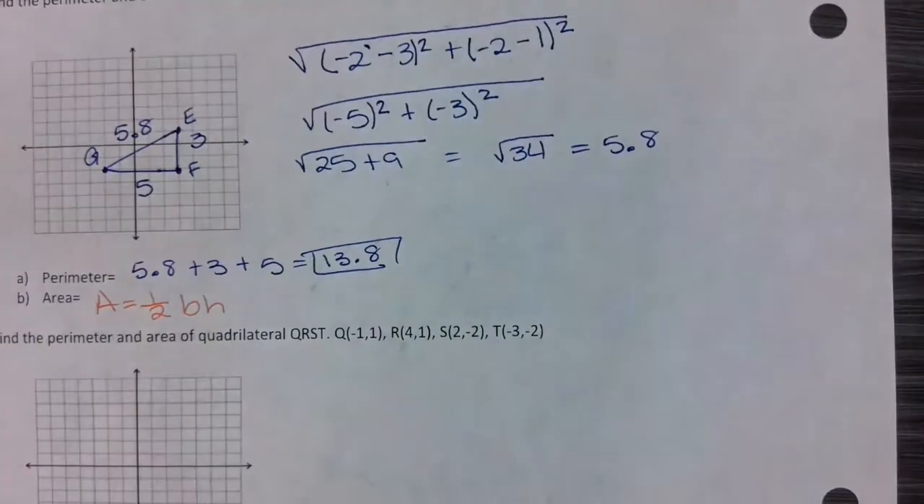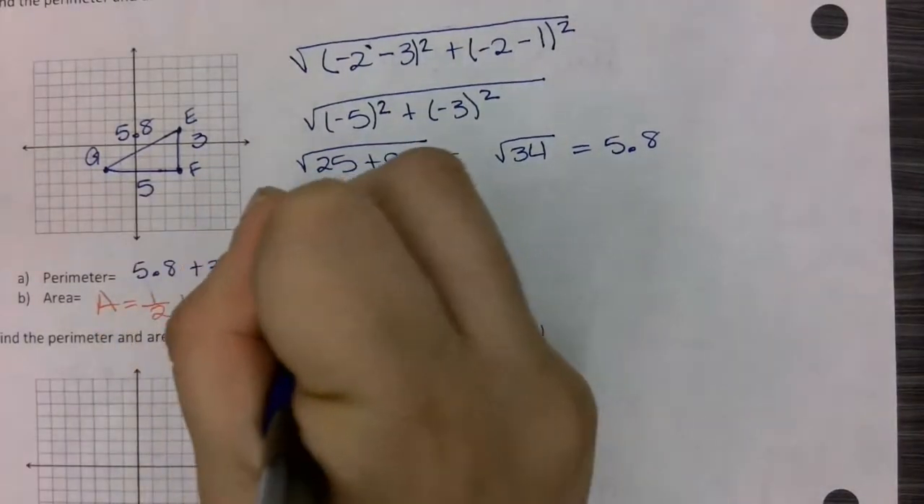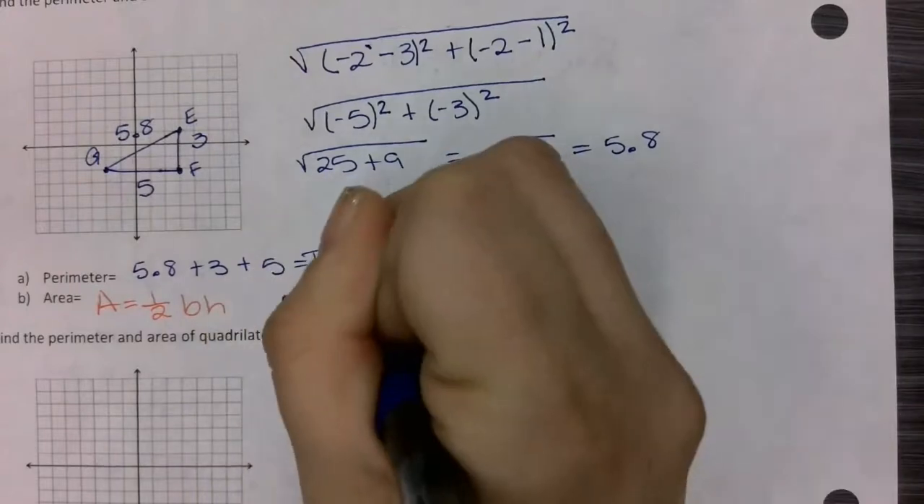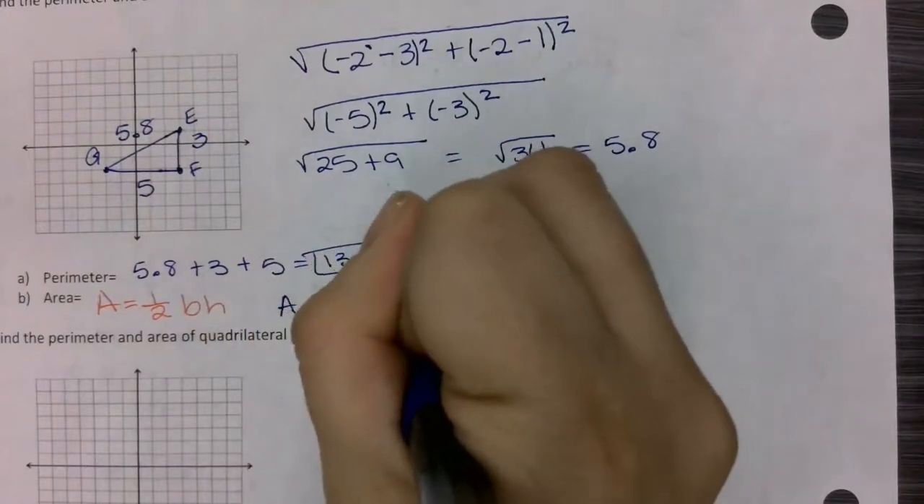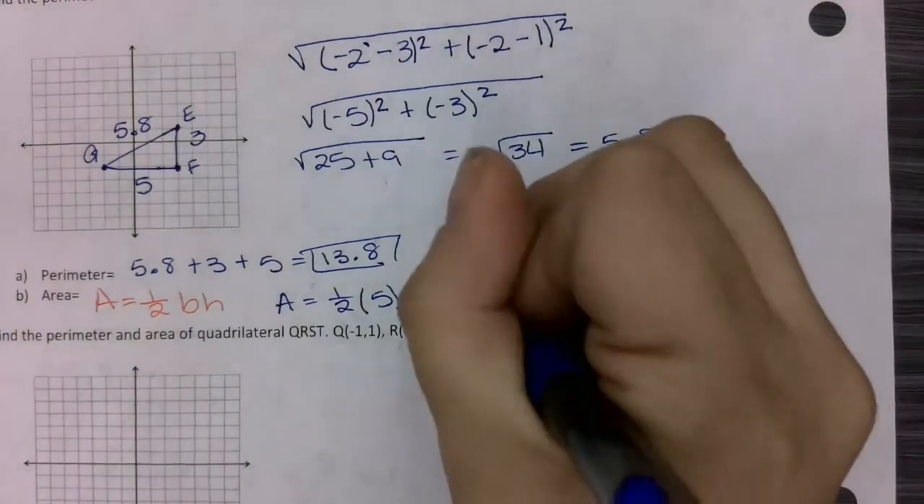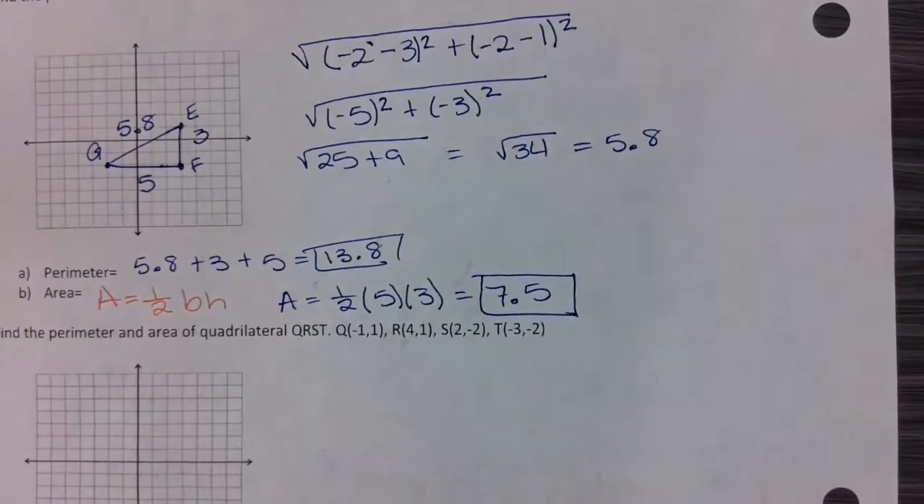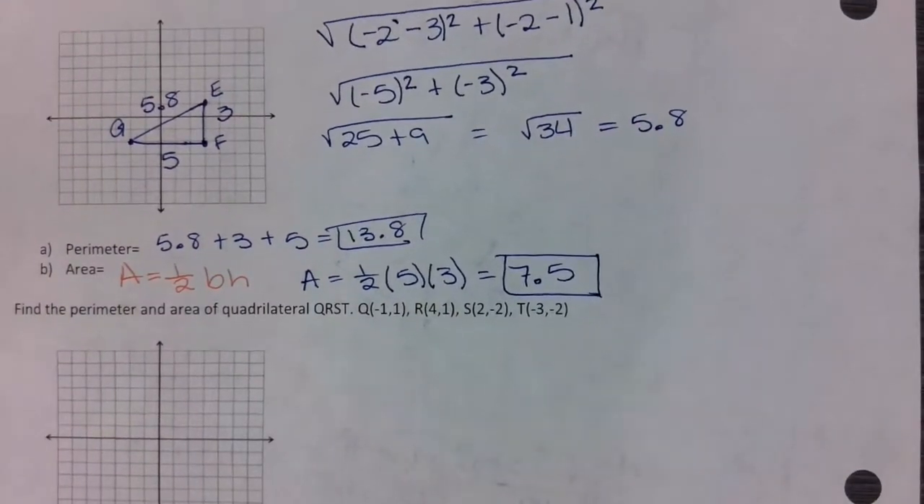Okay, so I want to plug in. So what is my base of this triangle? What is my height? 3. Half of 15 is 7.5. No calculator.